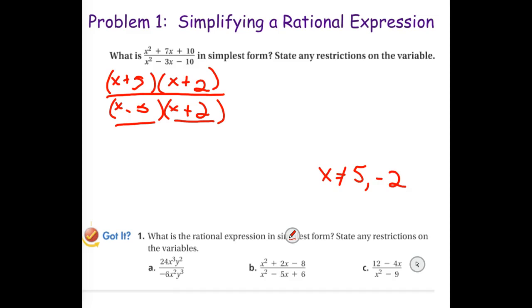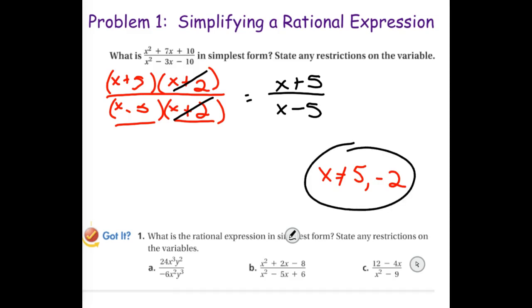Now, I put them over on the side because they are part of my final answer, okay? Now I look through and say, for step 3, do I have any factors that match? Do we? We need one in the numerator, one in the denominator. So they both have an x plus 2 factor. We can divide that out of both. My simplified answer then would be x plus 5 divided by x minus 5 with this domain restriction listed. Okay?